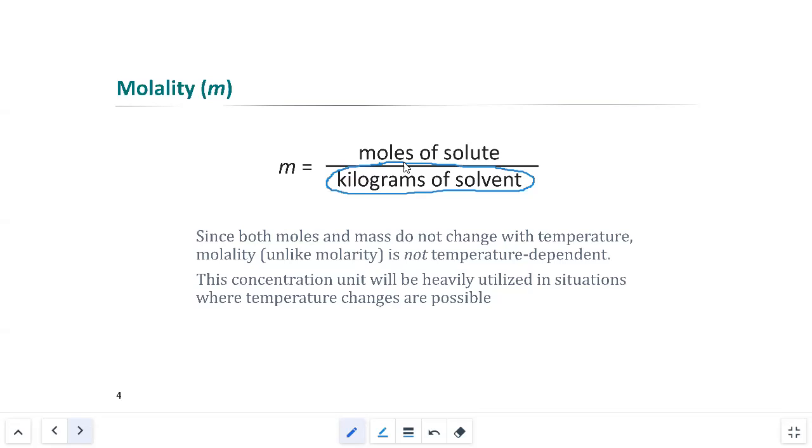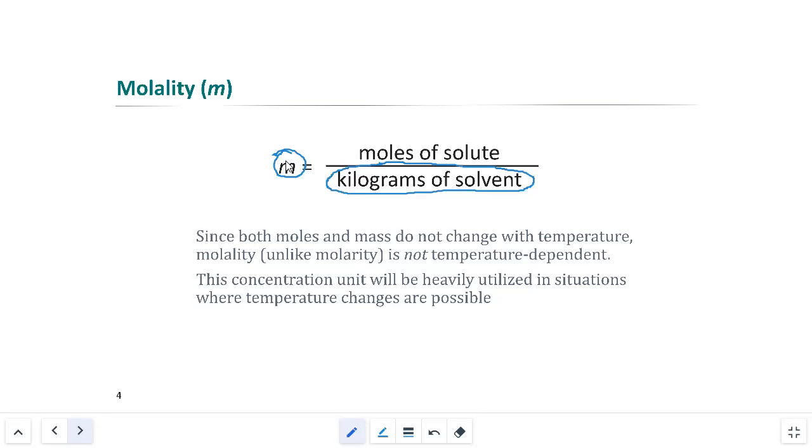Because the two are very, very similar, the notation is very, very similar as well. Capital M for molarity, lowercase m for molality. But again, because we are dealing with masses here, there's no temperature dependence. Mass is an independent measurement of temperature. There's no relation between the two.